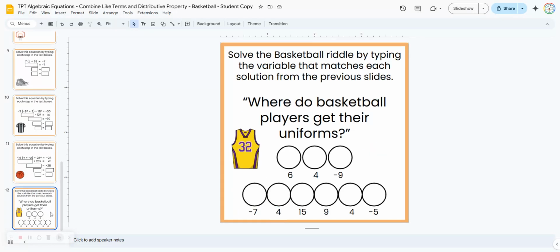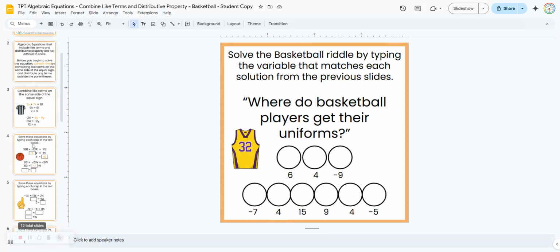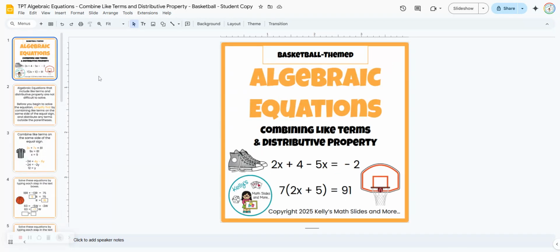Now when they get down to the final slide, they have a basketball riddle, and then they have all of these solutions. So they're going to go back through the previous slides, find these solutions, and then they're going to type in the variable that it equals. If they've done these correctly, they will solve the basketball riddle. So that is algebraic equations, combining like terms, and the distributive property, basketball themed.